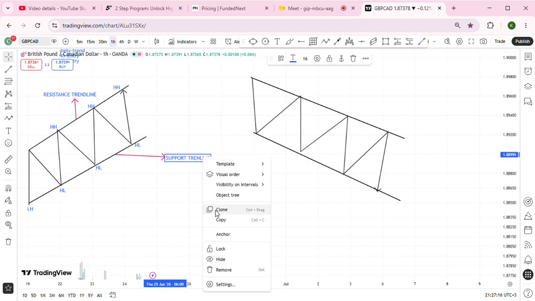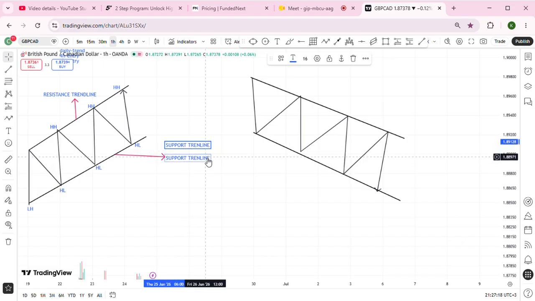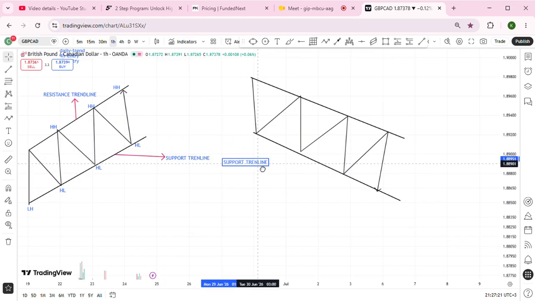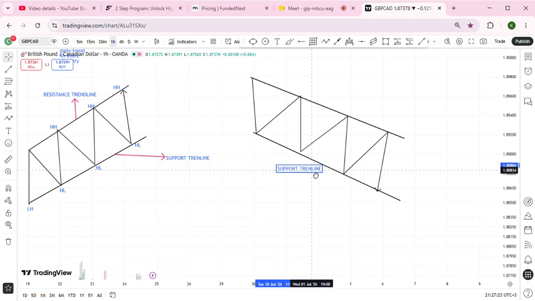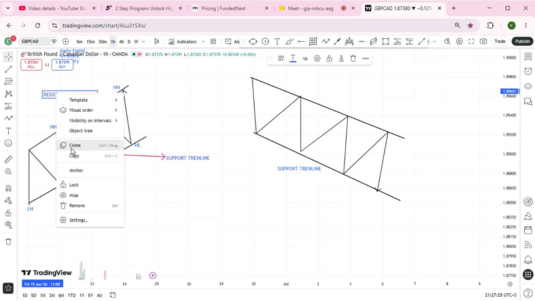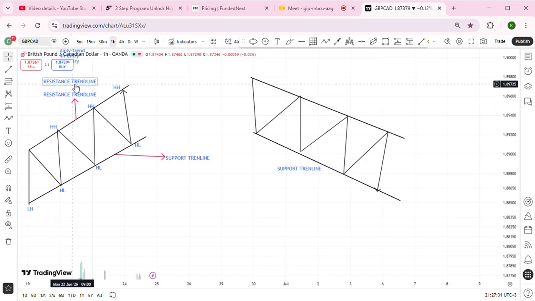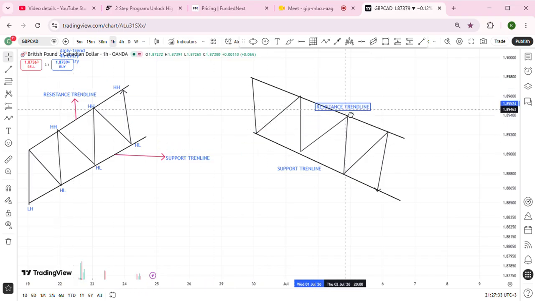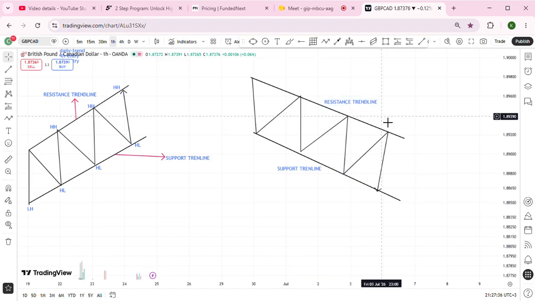So the lower line is what we call what? A support trend line. And then the upper one is what we call a resistance trend line. Remember, we buy low, we sell high. We buy at support, sell at resistance. If it's a downtrend, you can see the moves for sales are long compared to the moves for buys, right?